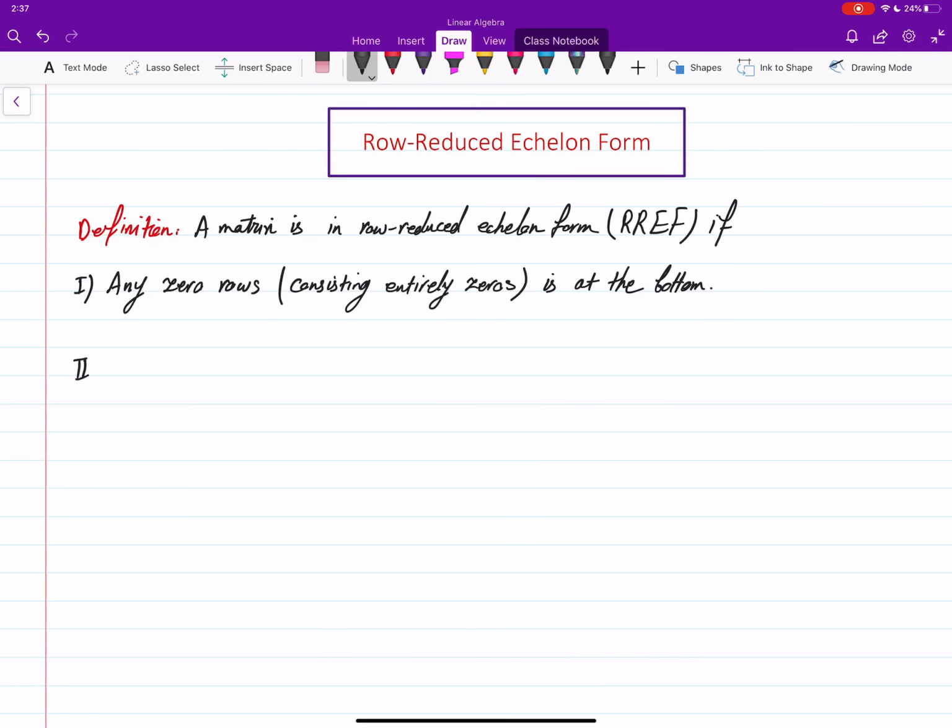The second thing is that, well, if a row is not 0, it means that there is some non-zero entry. The first non-zero entry must be 1. In each non-zero row, the first non-zero entry is 1. We call such ones leading ones.